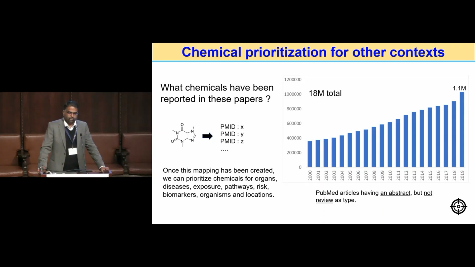Then we will be able to prioritize chemicals for different contexts, like how many compounds in blood, how many compounds have ever been reported for tissues such as liver, or dried blood spots, or for a particular disease, organism, and so on. So that mapping needs to be done, and there are computational approaches for doing it. I tried to put them together into a fully automated text mining and cheminformatic engine that allows connecting chemicals to publications, so we can do this contextualization.